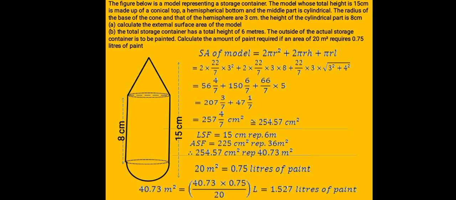2 pi r squared to be the surface area of the hemispherical part, and then 2 pi rh to be the surface area of the cylindrical part, and pi rl to be the surface area of the conical part. Now if we calculate, we get that the surface area of the model is 254.57 centimeters square.